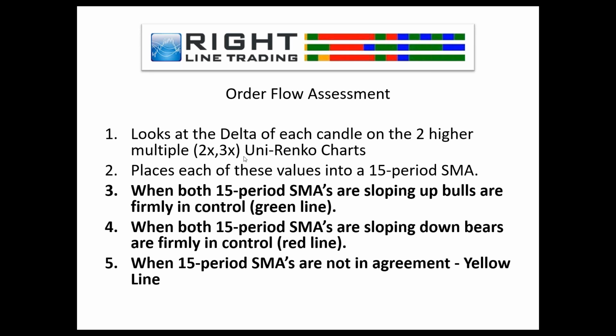And we're going to place each of those delta values into a 15 period simple moving average. Now the SMA smooths out the data and allows us to knock out the outliers because the SMA slope is determined by that one standard deviation.